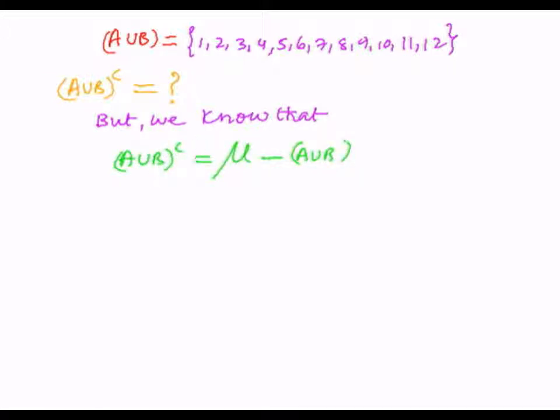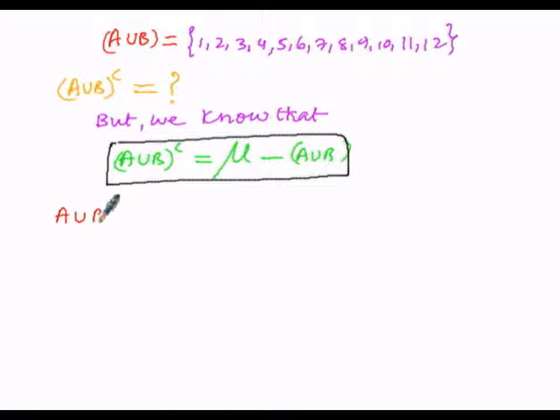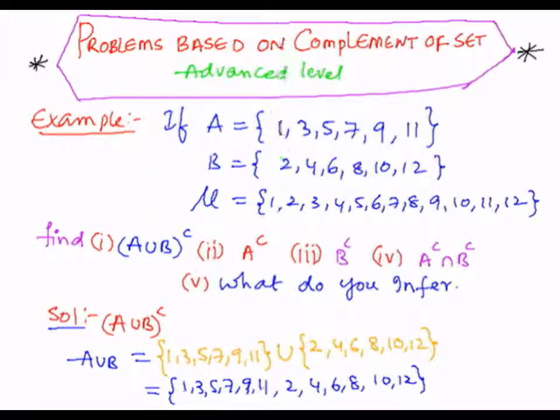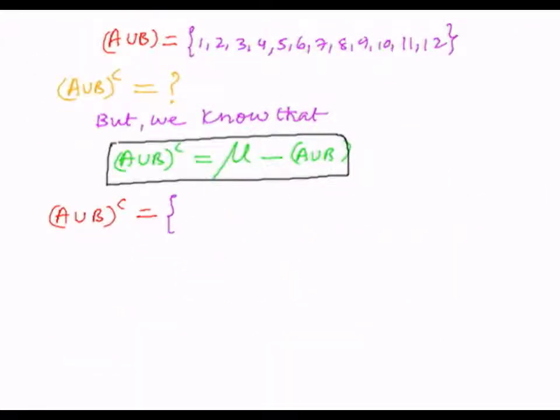So here, based upon this formula, we can find A union B whole complement. A union B whole complement is equal to mu. Let us write the elements of the universal set, that is mu, as per the problem. The universal set is given by the elements 1 to 12. So let us write mu elements as 1, 2, 3, 4, 5, 6, 7, 8, 9, 10, 11 and 12.